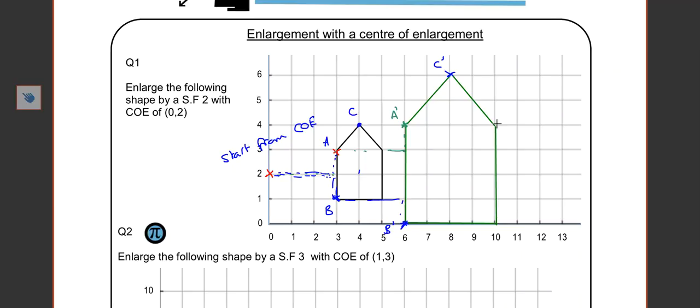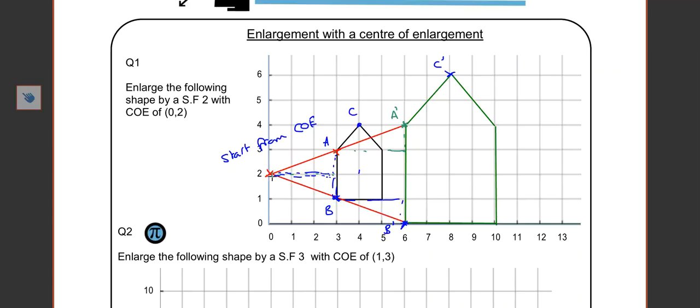Now, one thing you might want to check is this. Another way to do it, have a look at the board, because you might want to try this for one of your other points. I can measure from the centre of enlargement to the point directly, and then double that length. So if it was that length, I'm going to double it, and you notice it's there. Same thing for B, look, go down there, double that length, and the point should lie on these lines.